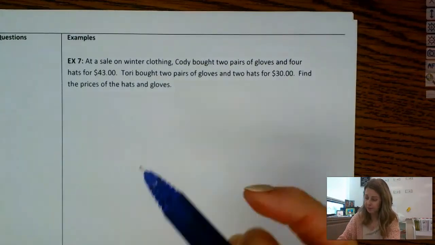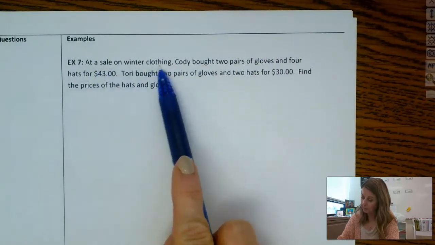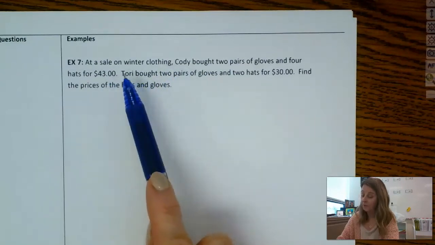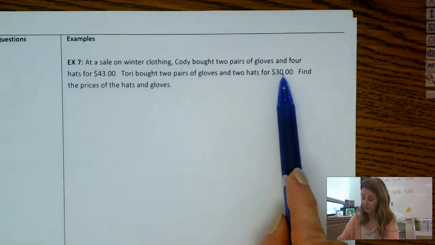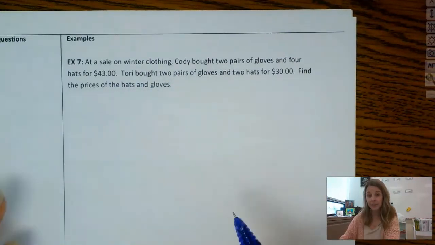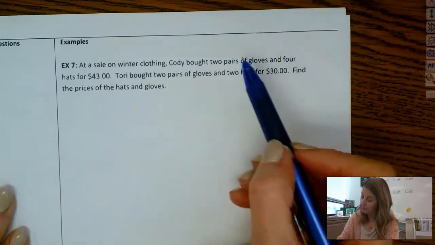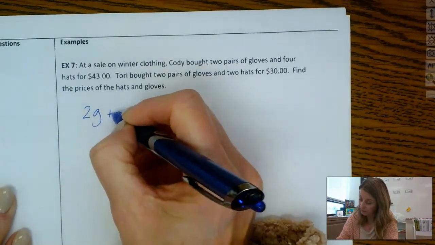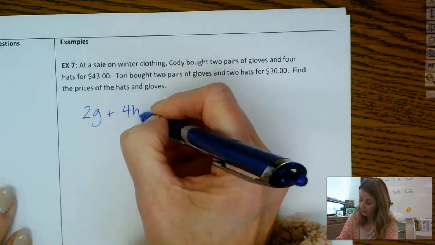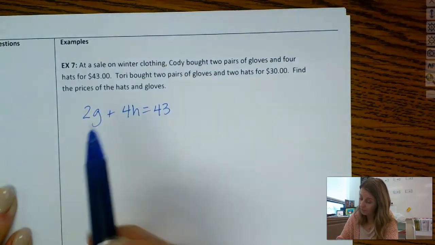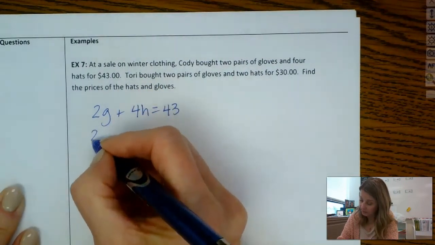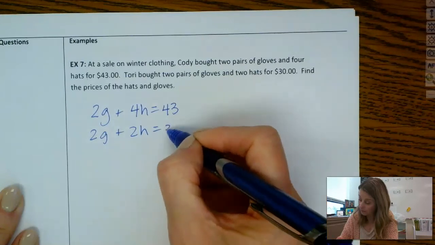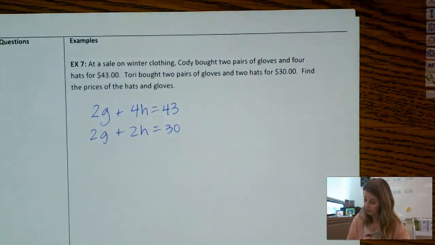Okay, this one's very similar to the last. At a sale in winter clothing, Cody bought 2 pairs of gloves, 4 hats for $43. Tori bought 2 pairs of gloves, 2 hats for $30. Find the prices of hats and gloves. So I'm going to set up an equation for Cody and one for Tori. Okay, Cody bought 2 pairs of gloves. So I'm going to do 2G for gloves and 4 hats. So 4H for a total of $43. Tori bought 2 pairs of gloves, so 2G plus 2 hats, 2H equals 30. Okay, find the price of each.